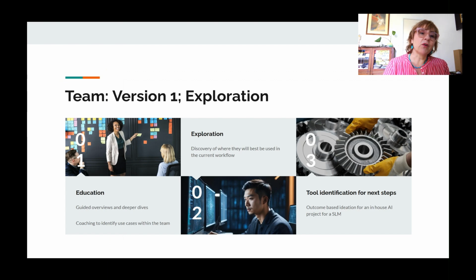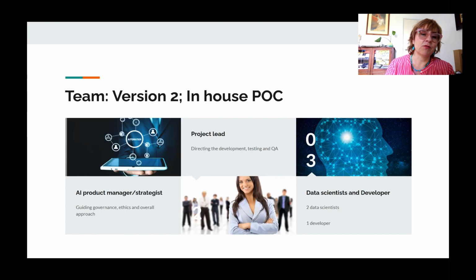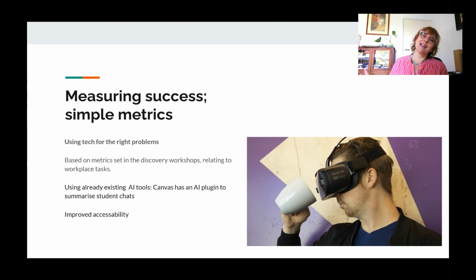An in-house proof of concept would need an AI project manager or strategist, so guiding governance, ethics and overall approach, a project lead to direct the development for testing and quality assurance, so checking the outcomes, and two data scientists and a developer. How do you measure success? Well, first of all, we need to make sure that we're using tech for the right problems. Sometimes we think tech is the solution without thinking about the kind of problems that it addresses.